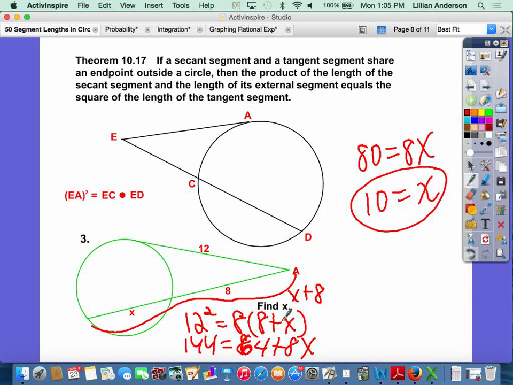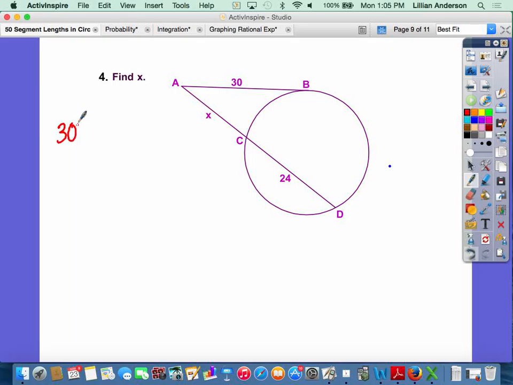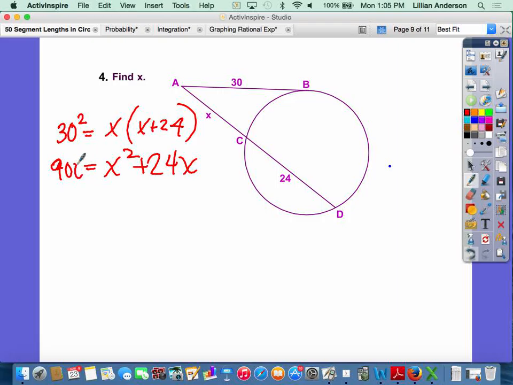You still set it up the same way because you have a tangent and a secant. So it's the tangent, which is 30 squared, equals the external secant, x, times the whole secant, which is x plus 24. So when I distribute x, you get x squared plus 24x. What's 30 squared? 900. Now when you have situations like this, you cannot combine x squared and x together. They're like apples and oranges.